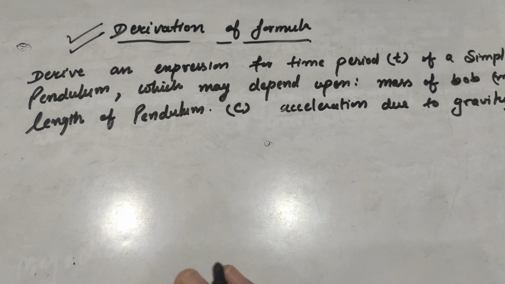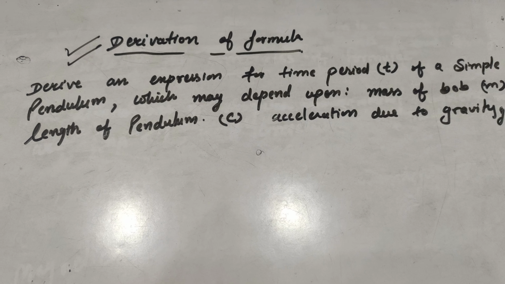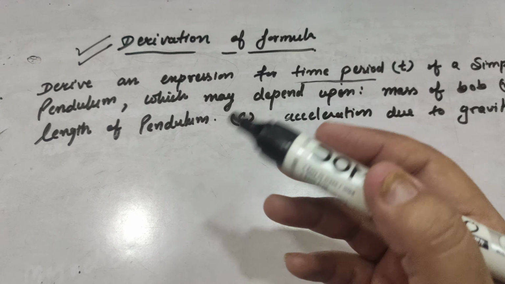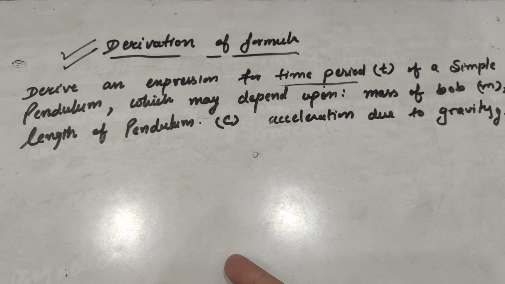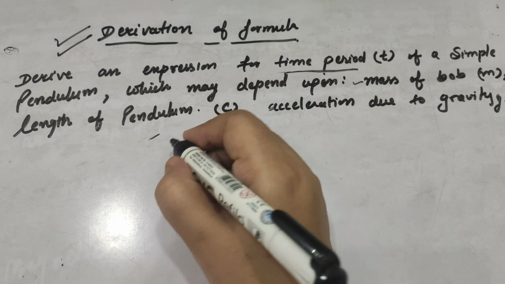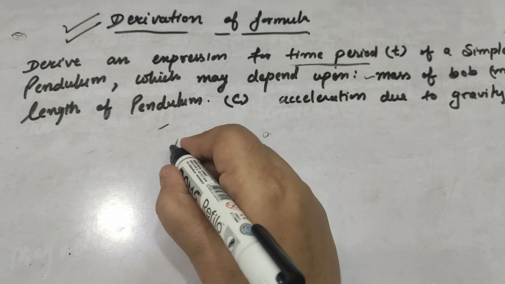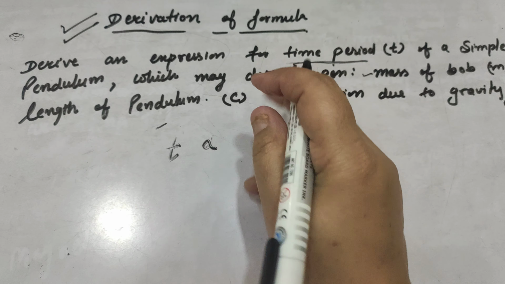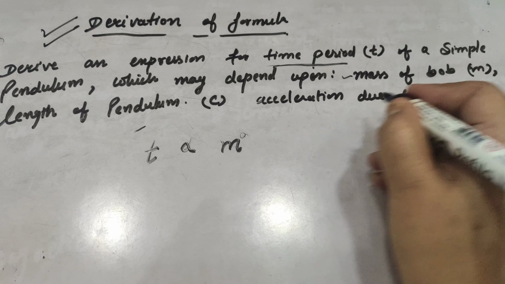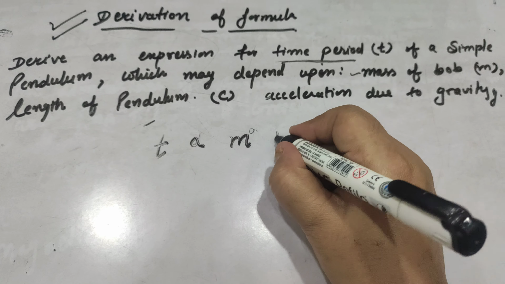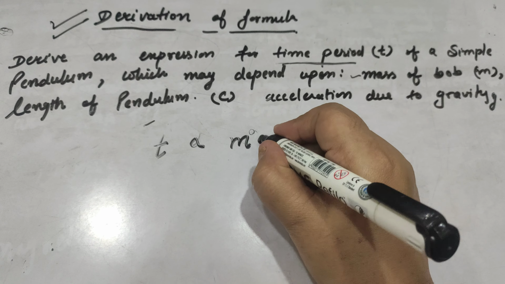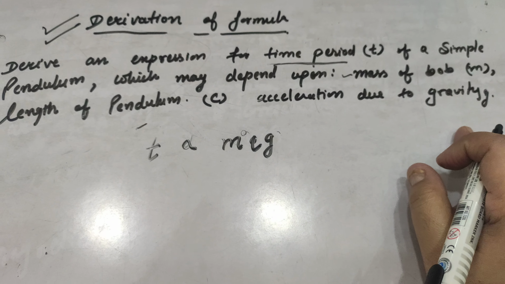Now to derive the formula, we have to express the physical quantity whose relation is to be calculated in terms of the factors on which it depends. Here we have to find out the expression for time period. So time period depends upon mass m of the bob, length l of the pendulum and acceleration g due to gravity.